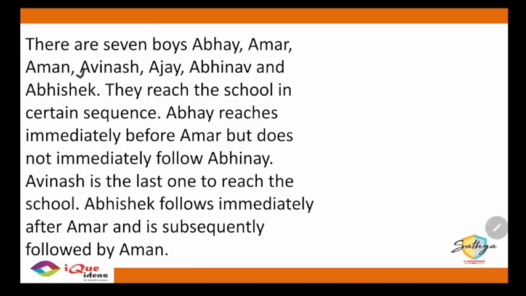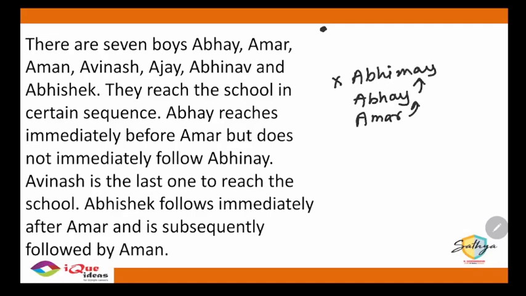It says that there are 7 boys: Abhay, Amar, Aman, Avinash, Ajay, Abhinay, Abhishek, and they reach the school in a certain sequence. Abhay reaches immediately before Amar. So wherever Amar is, just before Amar you have Abhay. We are going first person on top and last person at the bottom. Abhay reaches immediately before Amar, but does not immediately follow Abhinay.